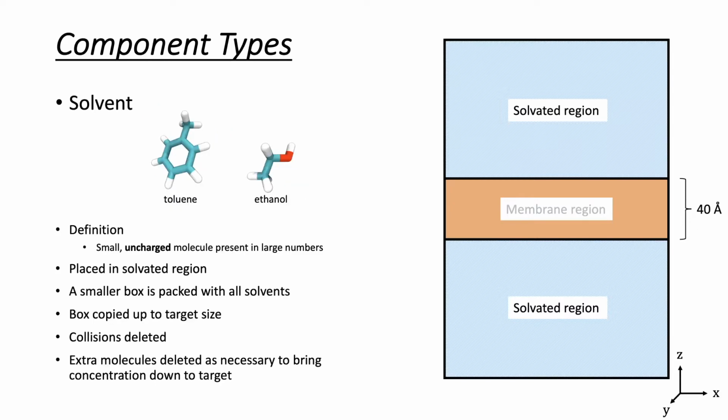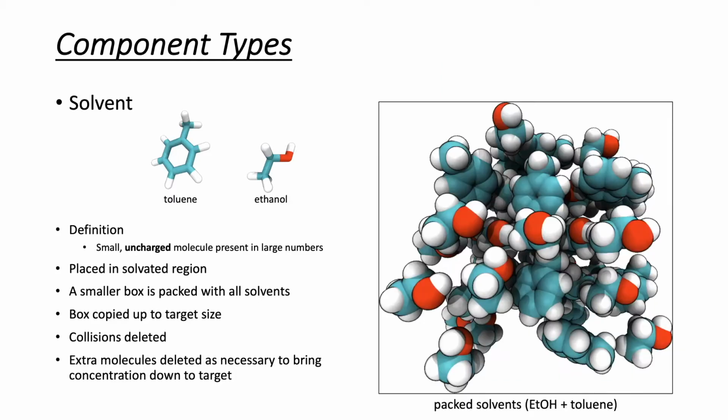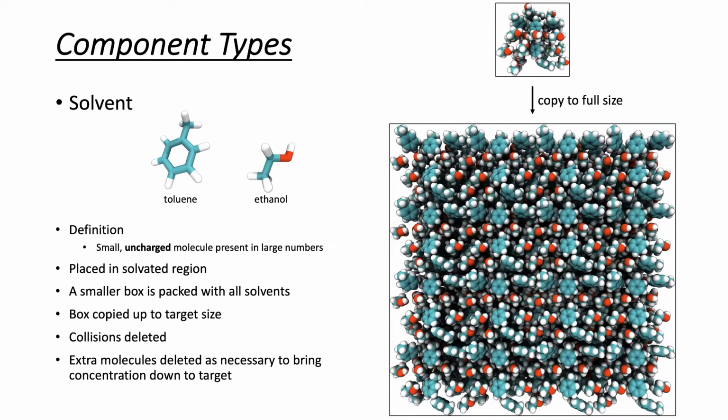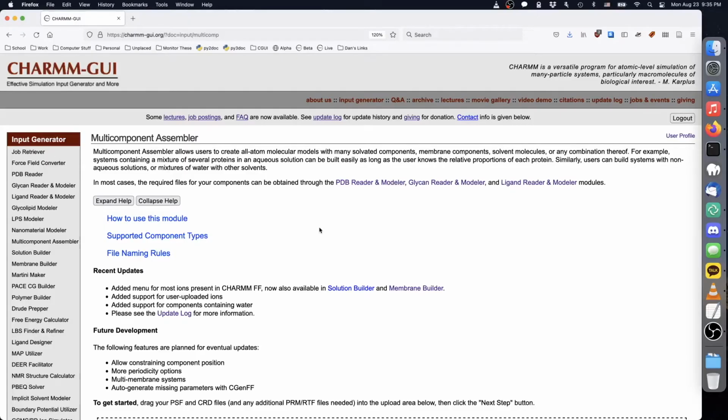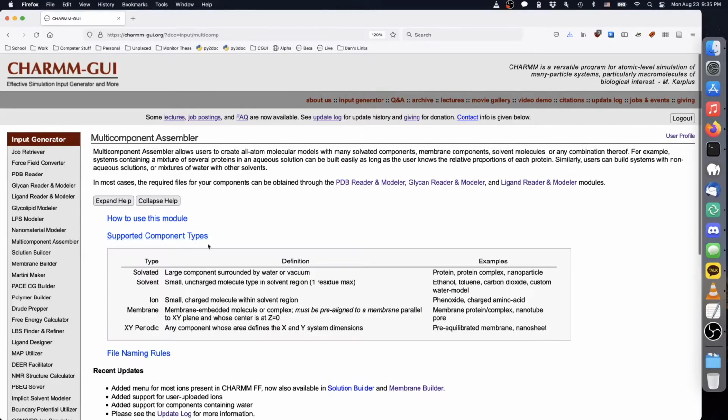For small uncharged molecules in high concentration, you can choose the solvent component type. This uses a faster packing method that packs a small box of solvents separately from other components, then copies the coordinates up to the target box size and deletes any solvents that collide with other components. While faster, this method often results in a lower number of final molecules than what was estimated during solvent setup. Note that both ion and solvent component types expect the uploaded molecule to contain no more than one residue.